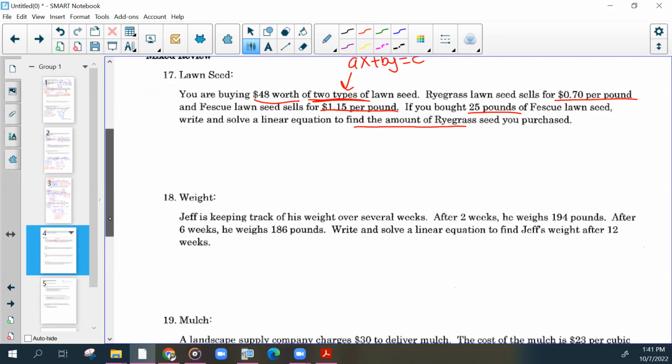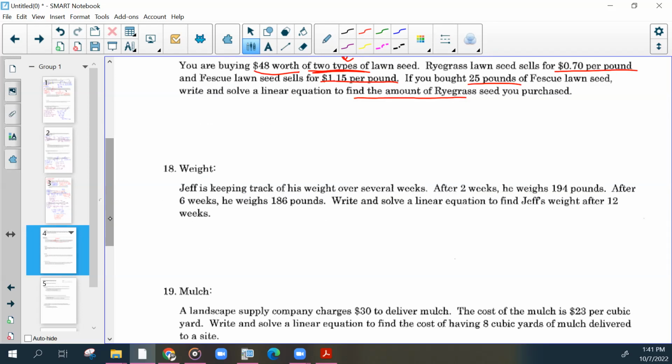With 18, we see he's keeping track of his weight over several weeks. We see a 2-week, we see a 194 pound. Notice in the next sentence, the next 2 numbers are related to what it said in the first sentence. 2 weeks, 6 weeks, 194 pounds, 186 pounds. So this would be a case where you have to find your M and find your B. This one is a case where you are given 2 points, and have to find M and B, figure out what those are, label them, and go from there.